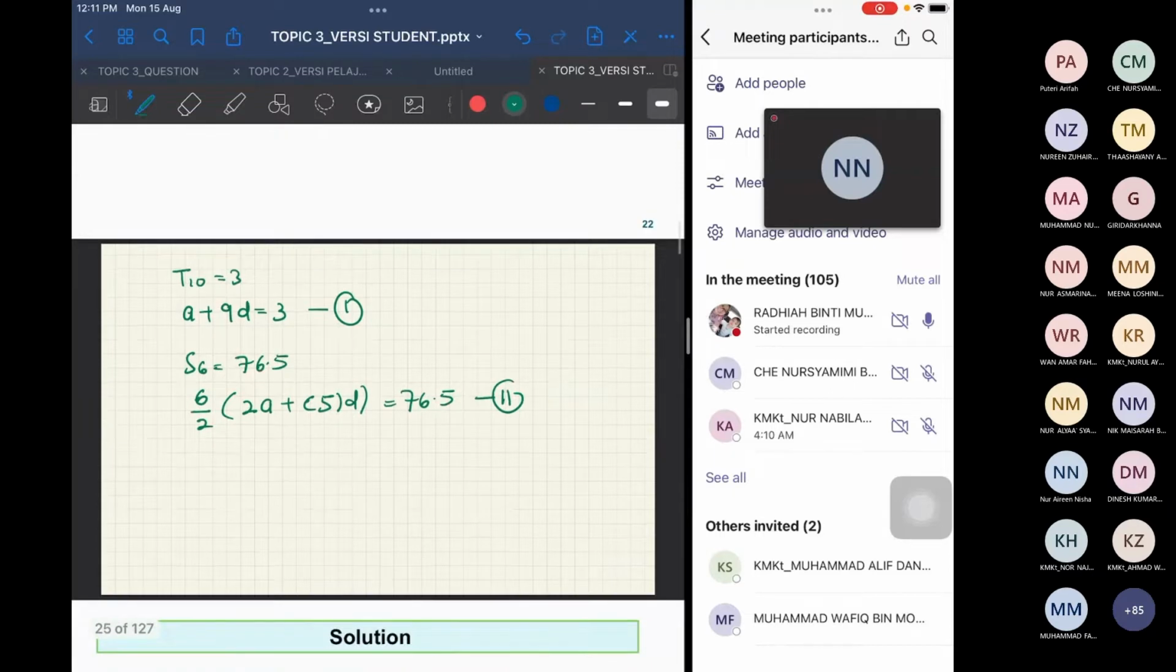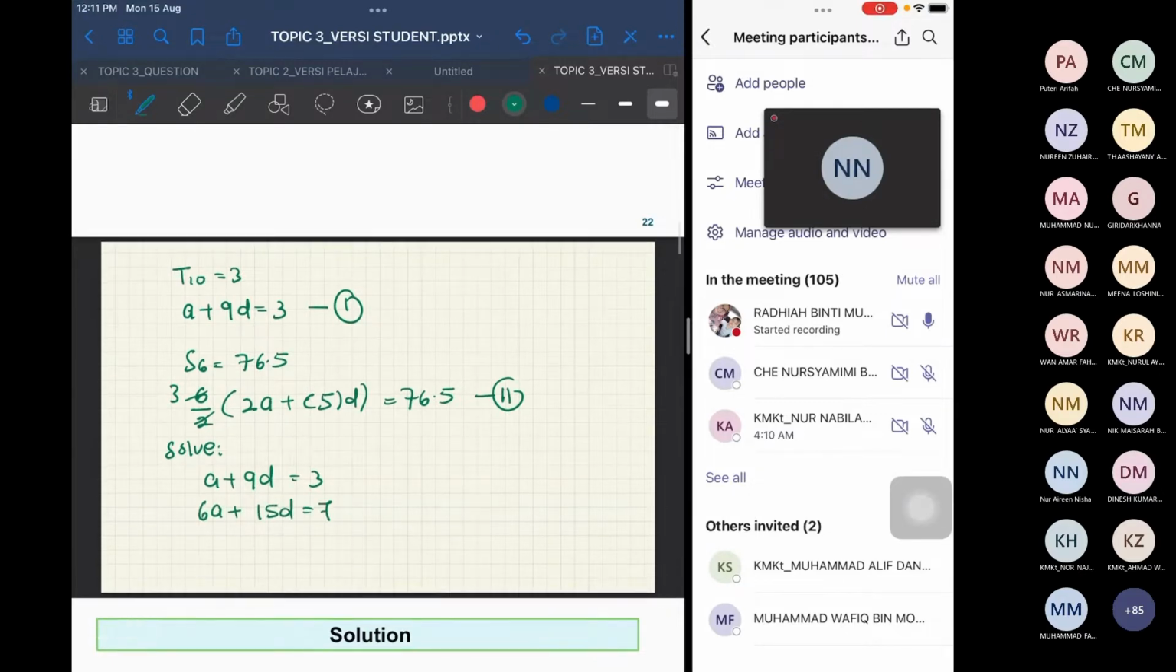Okay, so we simplify. Okay, we solve. A plus 9D is equal to 3. Yang ni you simplify, you got 3. So jadi 6A plus 15D sama dengan 76.5.